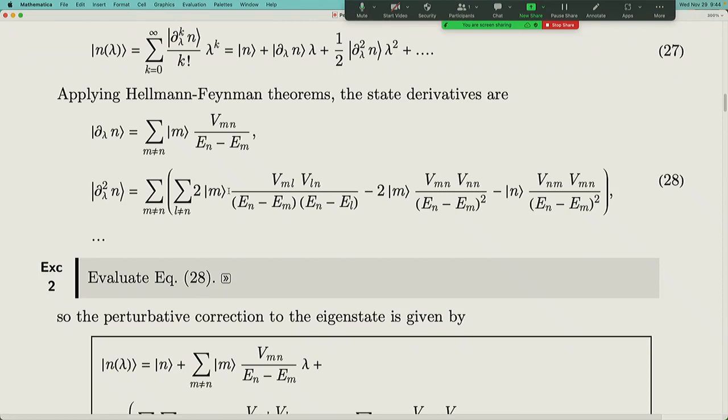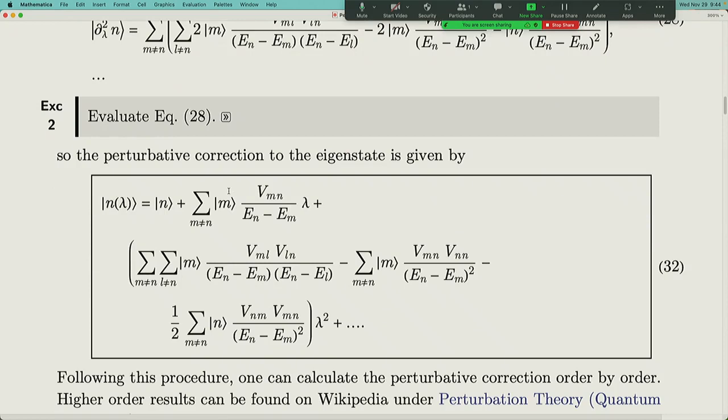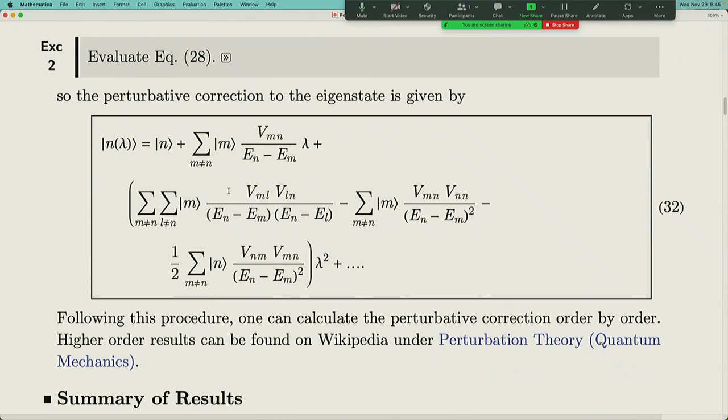And then you can continue to take another order derivative and do all the calculation. It's not very simple, but it's doable. And with that, you can substitute into this Taylor expansion and obtain the state correction. So following this procedure, we can essentially compute perturbative corrections to all orders. And if you are curious about higher order results, you can go to the Wikipedia page on Perturbation Theory, which is partially written by me, and I have all the formulas to higher order there. So that's essentially the energy and state correction.